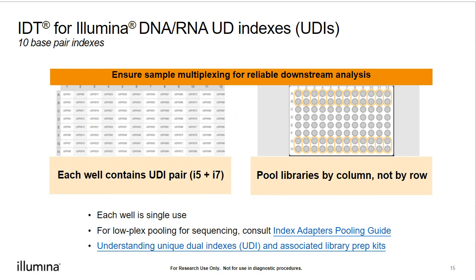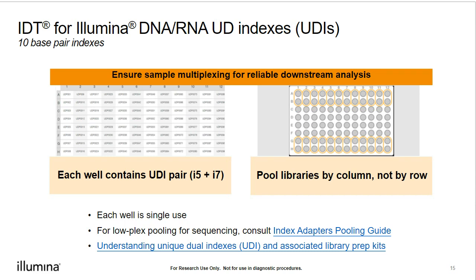So the indexes used in this library prep are the IDT for Illumina DNA/RNA UD, or unique dual indexes. They're a little different than some of our other index kits in a few ways. The I7 and I5 indexes are both 10 base pairs, and they're pre-mixed within each well. And so each well is a single use to reduce the risk of cross-contamination.